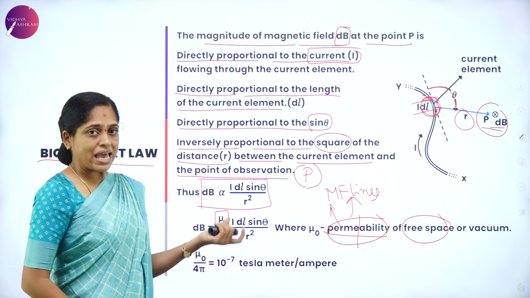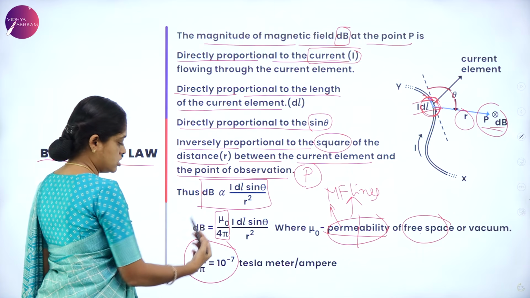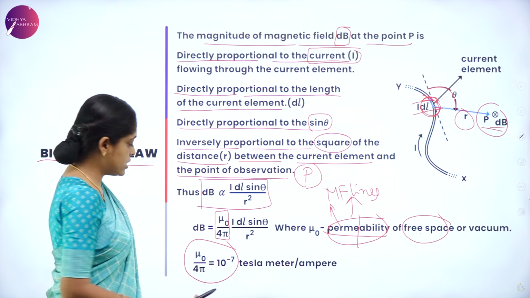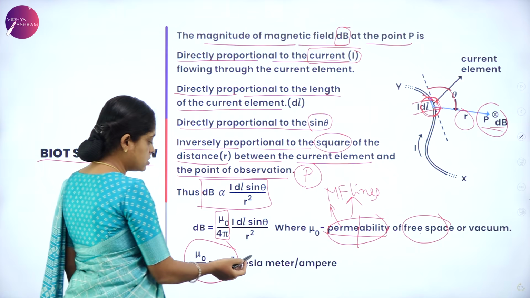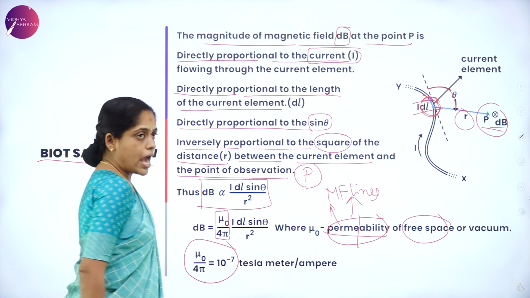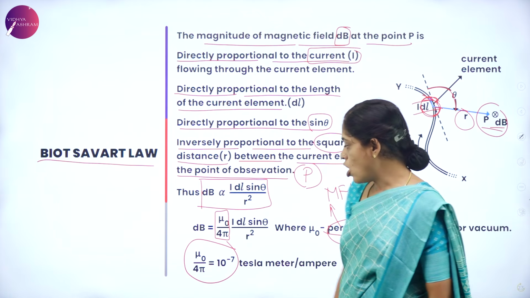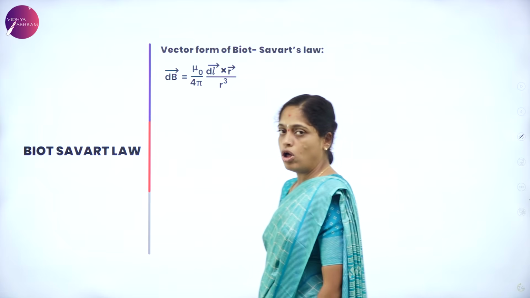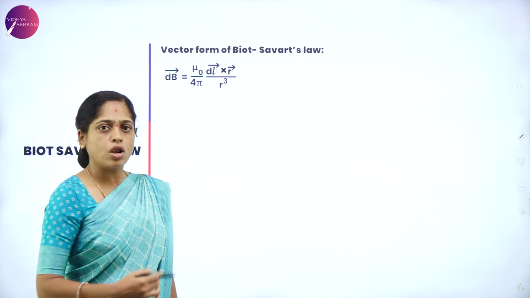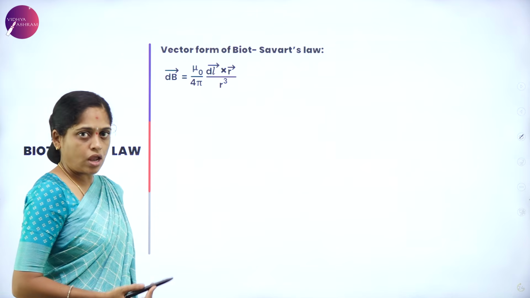So it is the magnetic field lines, and the value of mu naught by 4 pi is 10 power minus 7, and the SI unit is Tesla meter per ampere. So this is all about the Biot-Savart's law. Now let us represent the Biot-Savart's law in vector form.